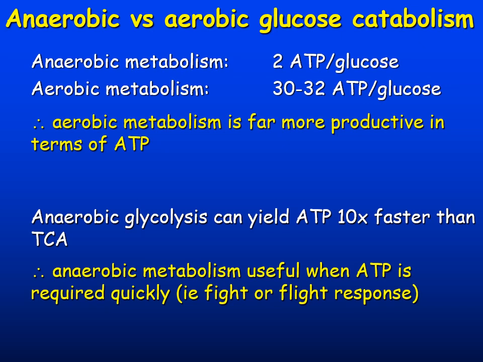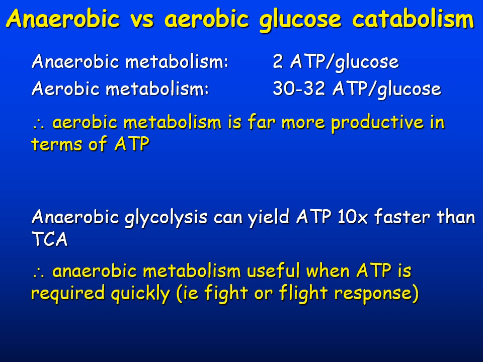For anaerobic metabolism, it's 2 ATP per molecule of glucose, and for aerobic metabolism, it's 30 to 32 ATP per molecule of glucose. This has quite important implications for exercise. Have you ever heard of training regimes structured around an anaerobic workload versus an aerobic workload? Well, in effect, they're referring to this.